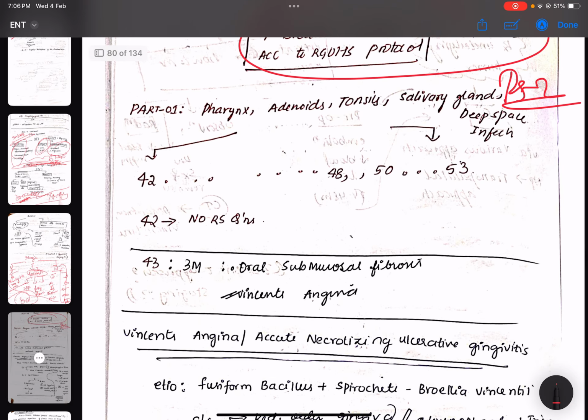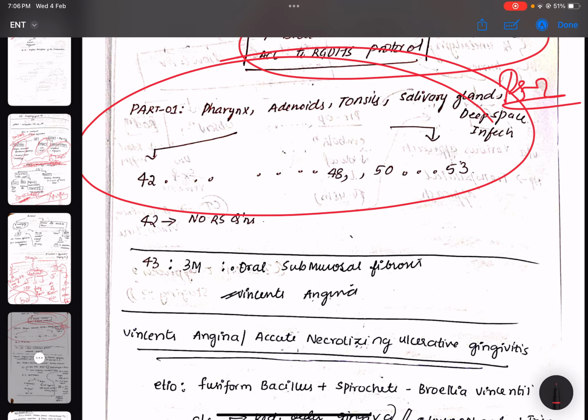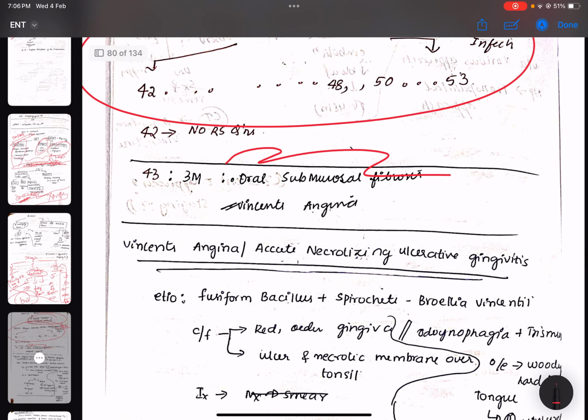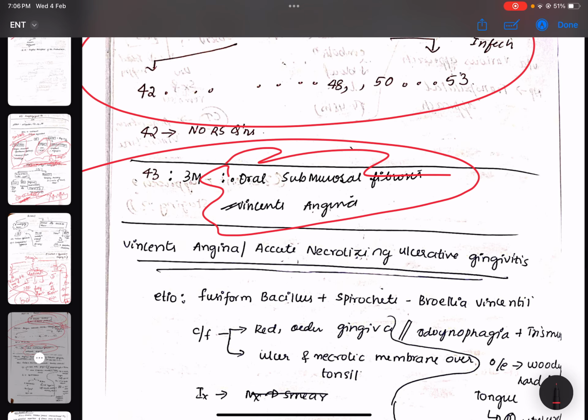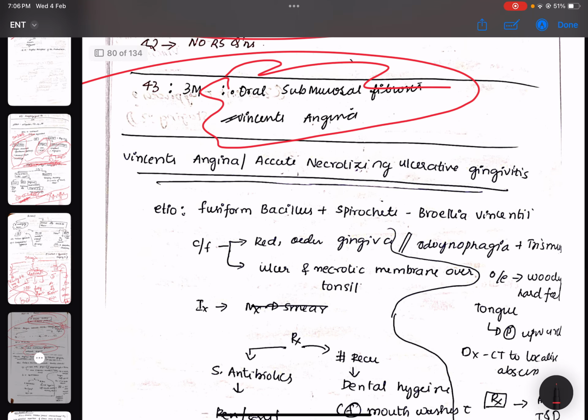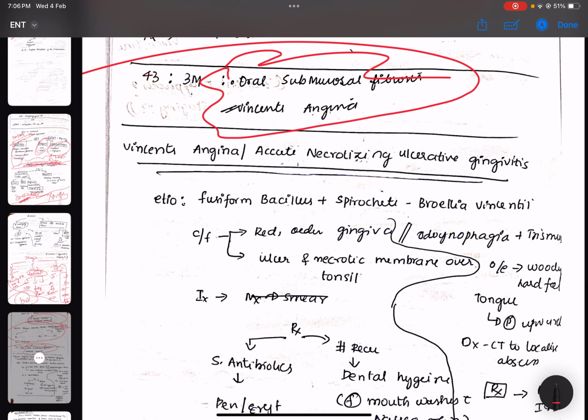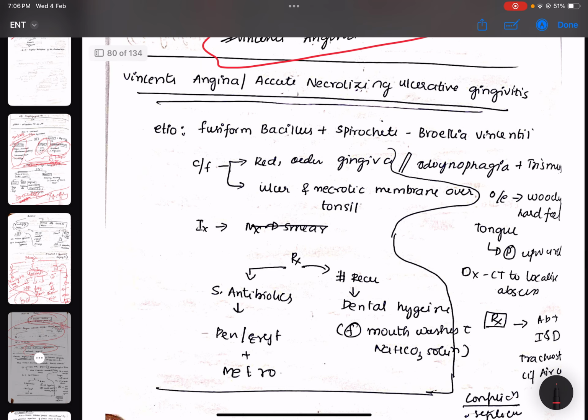So again, these are the RS questions which are there. 42 has no RS question, and again this throat will become a surgical overlap topic which I have discussed extensively in surgery paper 1. So you can refer to that part. Here I have provided you with the notes which are important to ENT and the important RS questions I have discussed. Again, Vincent's angina.